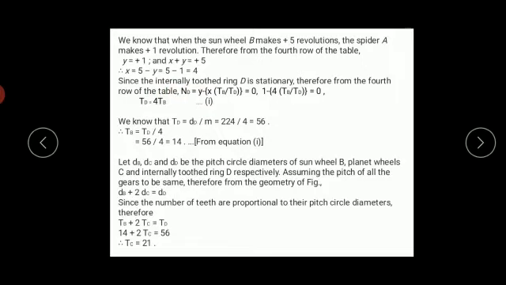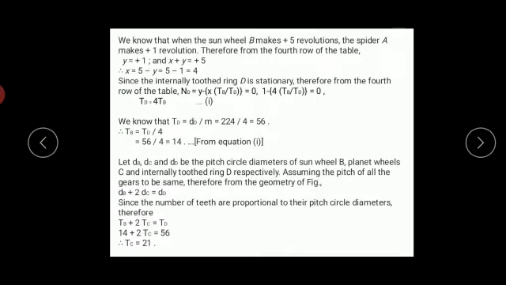Now we already know that the definition of module is pitch circle diameter to the number of teeth. Therefore, T is equal to D by M. With respect to gear D, we know the diameter, that is 224, and module 4. So the number of teeth on gear D turns out to be 56. Using equation 1, we can find the number of teeth on gear B, which turns out to be 14.